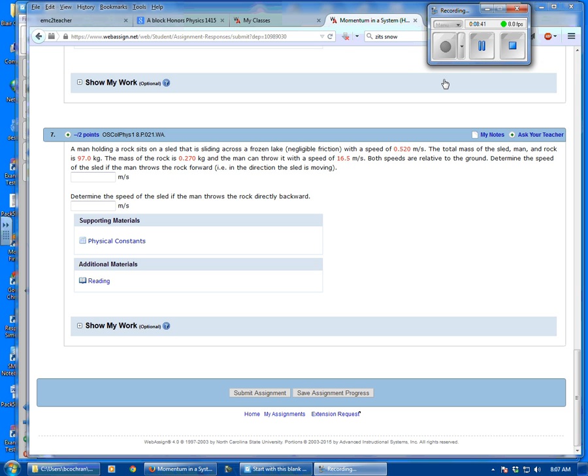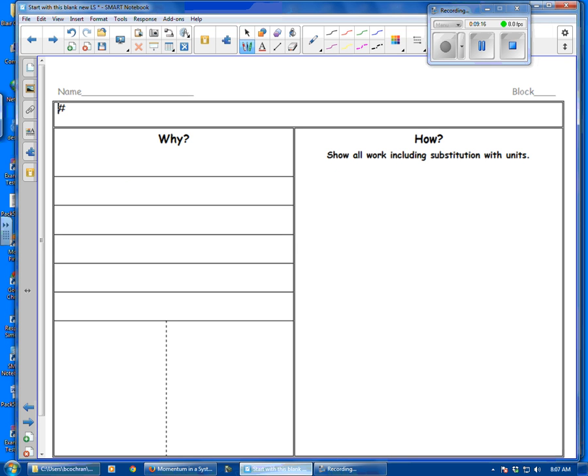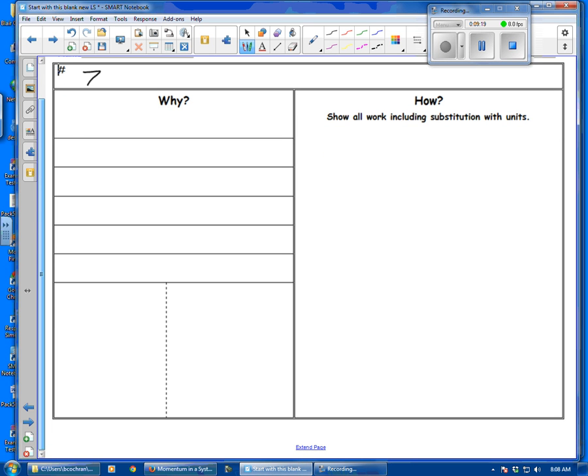Two reasons. One is that there's no friction to tie the sled to the lake, so there's no force in the direction that the momentums are. The only force on them from the Earth would be their weight, perpendicular to their motion. Therefore, it's not providing an impulse in the direction of the motion. So you have this system of the man, the rock, and the sled, and because it's frictionless, that's the only things in the system. So that's definitely where I'm going to start with my Y here for number 7.